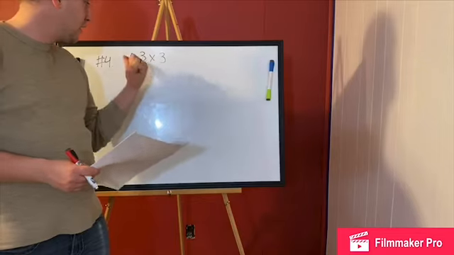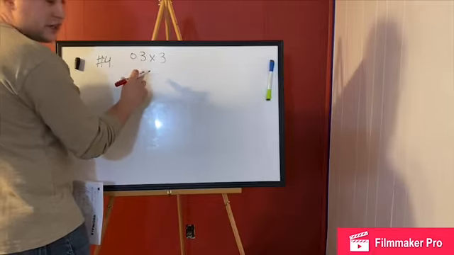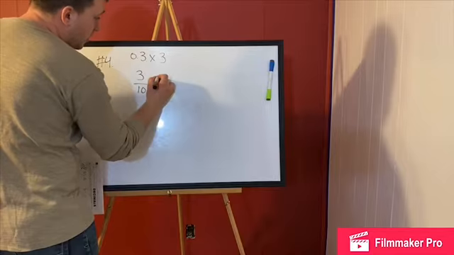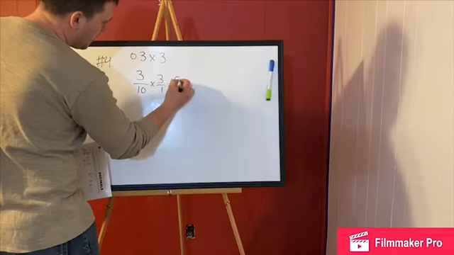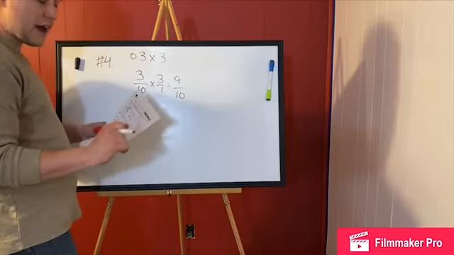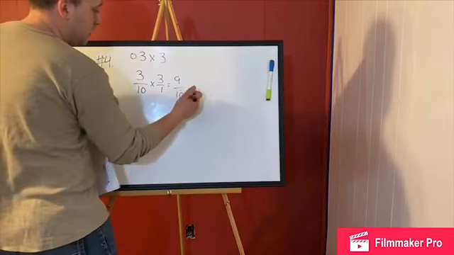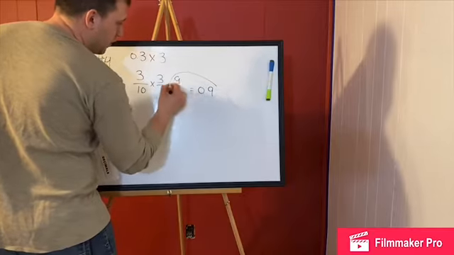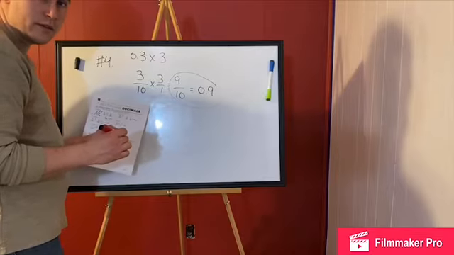For that one, we have 0.3 times 3. This 3 is in the tenths place, so we have 3 over 10 times 3 over 1. 3 times 3 gives us 9. 10 times 1 gives us 10. So we have the fraction. Now, all we have to do is divide 9 by 10, and that gives us 0.9. Those two right there are your answer for number 4.